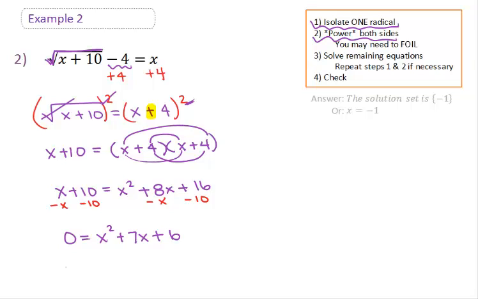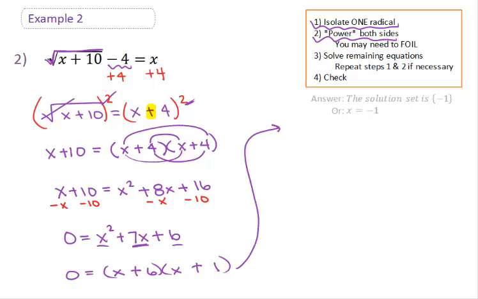It looks like it will factor, so let's go ahead and set that up. So I have x times x to give me my x squared. I have 6 times 1 to give me my 6. And then if I make this both plus, my outside gives me a 1x plus my inside gives me a 6x, and together that will give me a 7x.